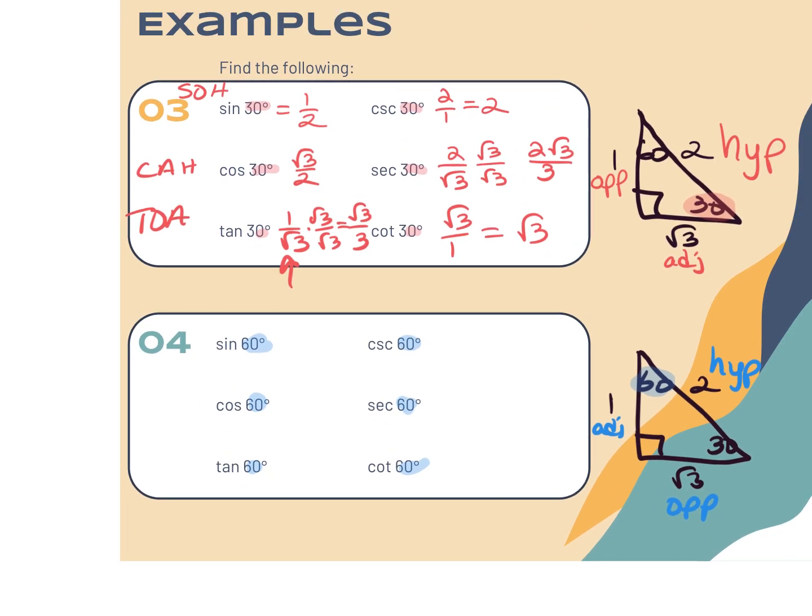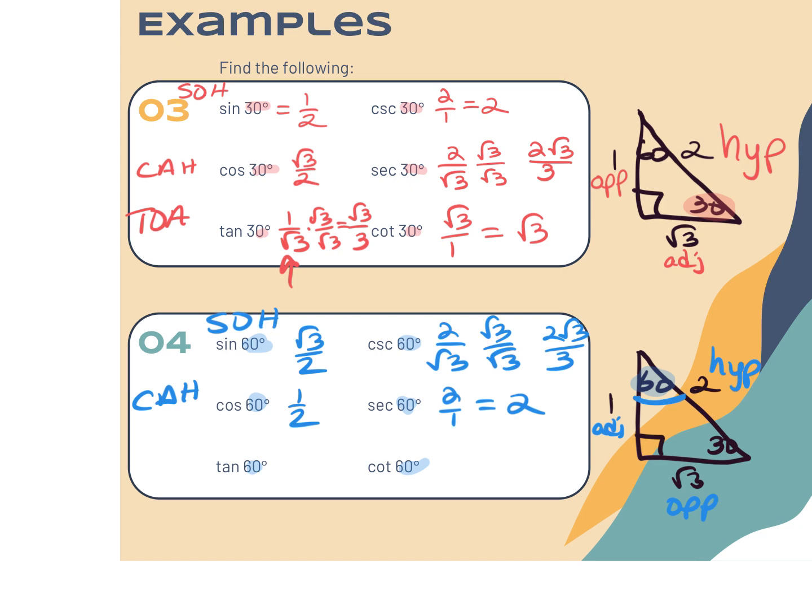So again, same acronym, but now my labels on my sides have changed because they're in relation to the 60, not the 30. So again, sine is SO, opposite over hypotenuse. And then when you flip it, I got to rationalize again. And you get 2 square root 3 over 3. Then cosine, that's the C. Adjacent over hypotenuse, 1 over 2. Flip it for secant.